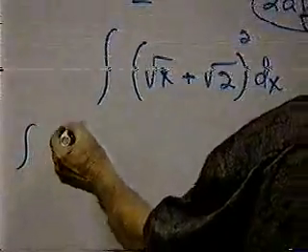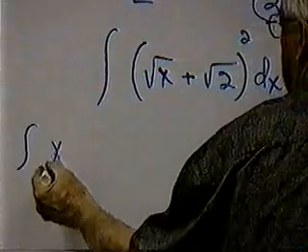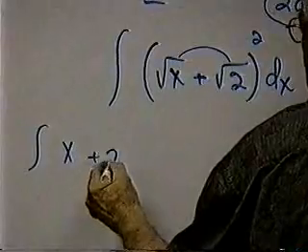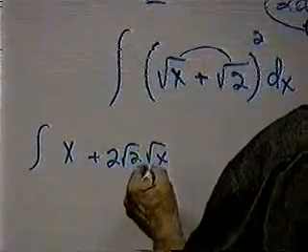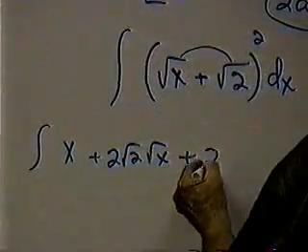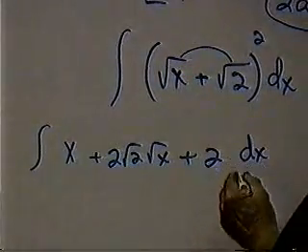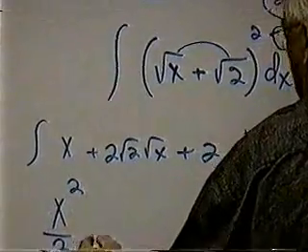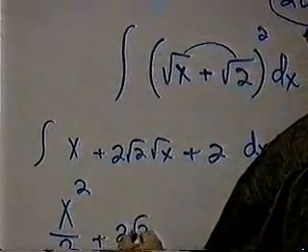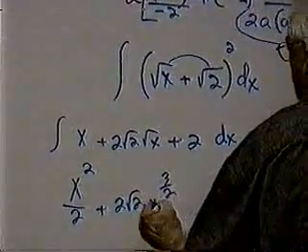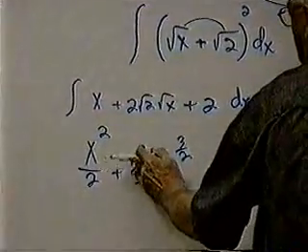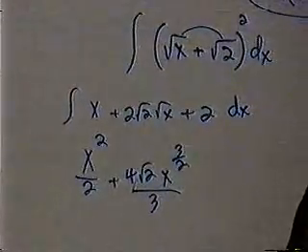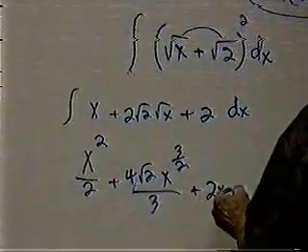So multiplying this out, the first times the first is x. First times the second, double, is 2 times the square root of 2, square root of x. And the last one squared is 2. And now you integrate. So this would be x squared over 2, plus 2 times the square root of 2, x to the 3 halves, over 3 halves, plus 2x plus c.